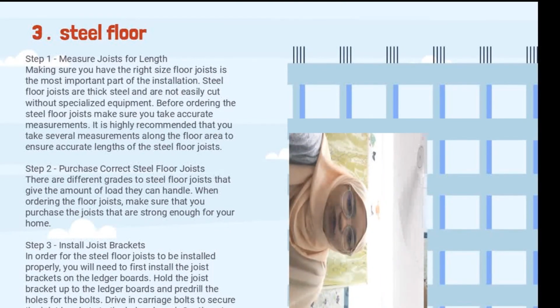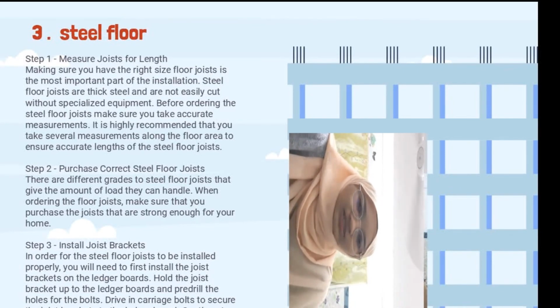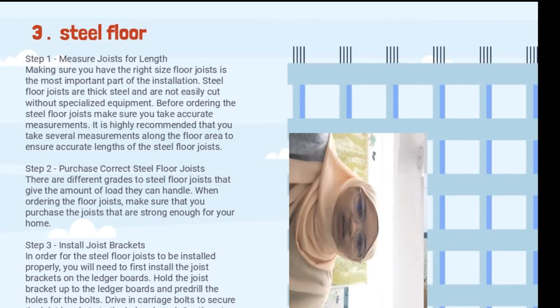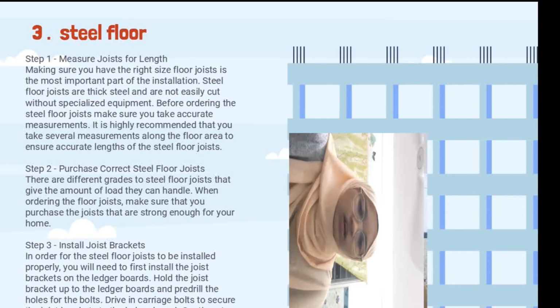Step 1. You have to make sure of the joist length. Make sure you have the right size. Floor joist is the most important part of the installation. Steel floor joists are thick steel and are not easily cut without specialist equipment. Before ordering the steel floor joist, make sure you take accurate measurements. It is highly recommended that you take several measurements along the floor area to ensure accurate length of the steel floor joist.